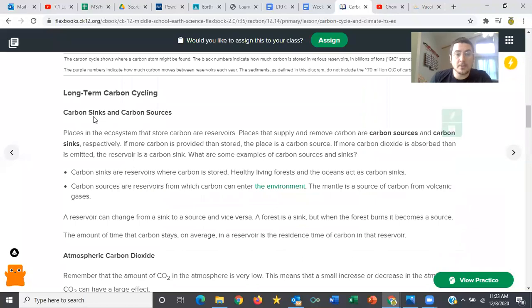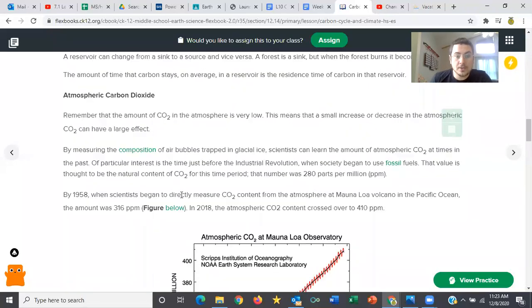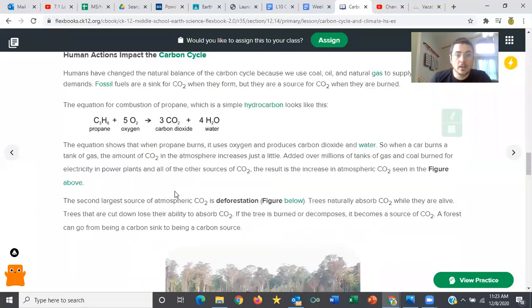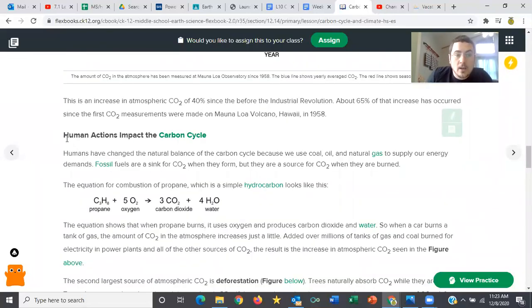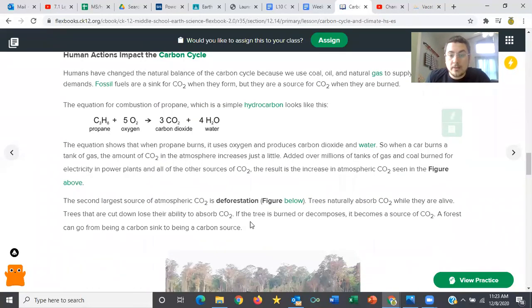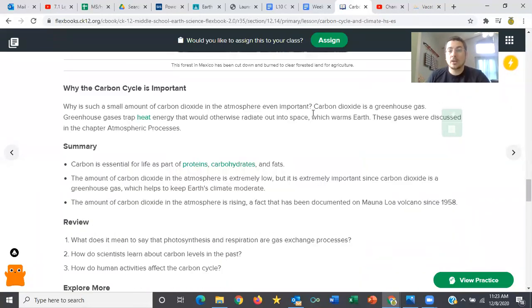Then we need to talk about the difference between carbon sinks and carbon sources. And then we also need to talk about the human impacts on the carbon cycle. And so you're going to talk about deforestation and what that means. I just want to warn everybody that that's a significant portion of what our summative is going to be.